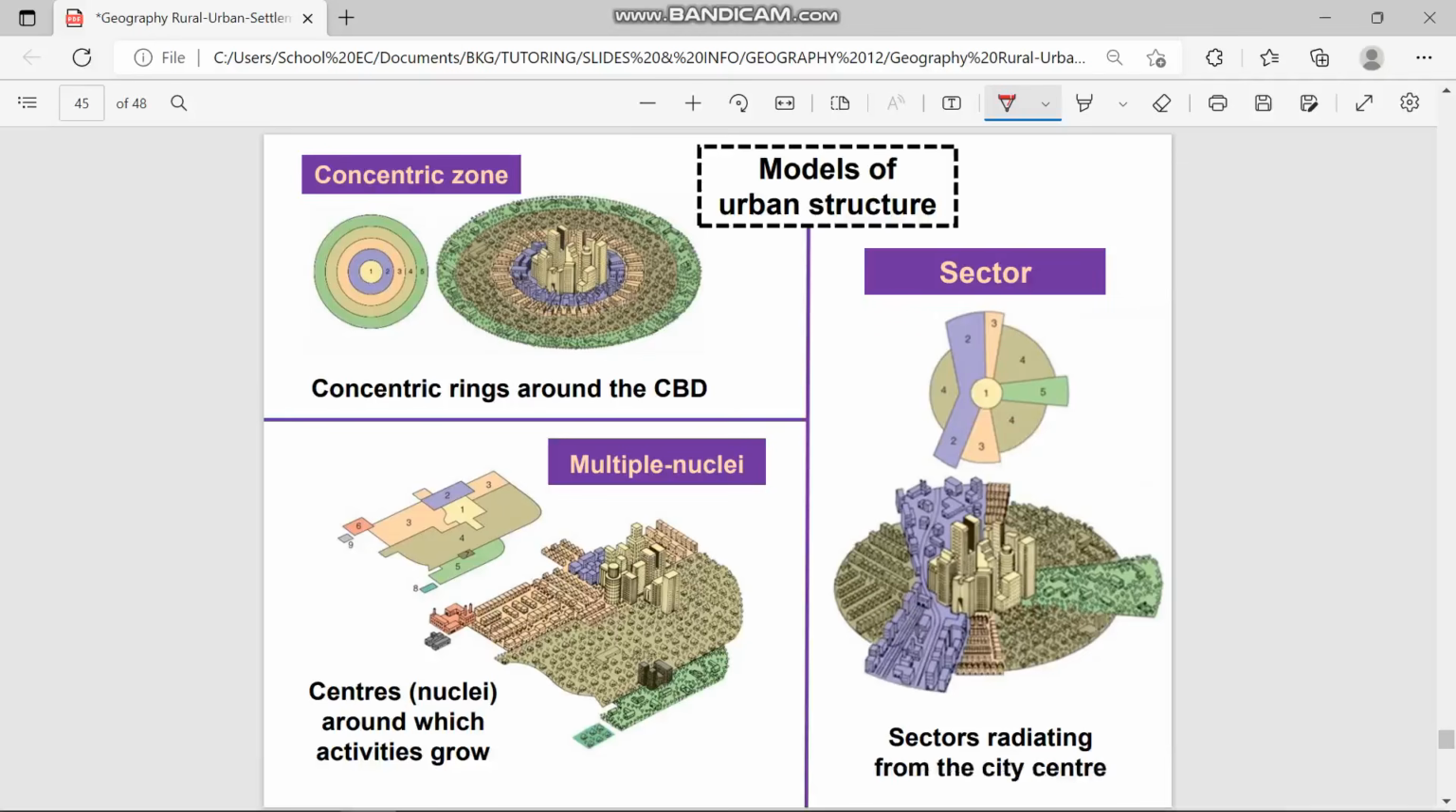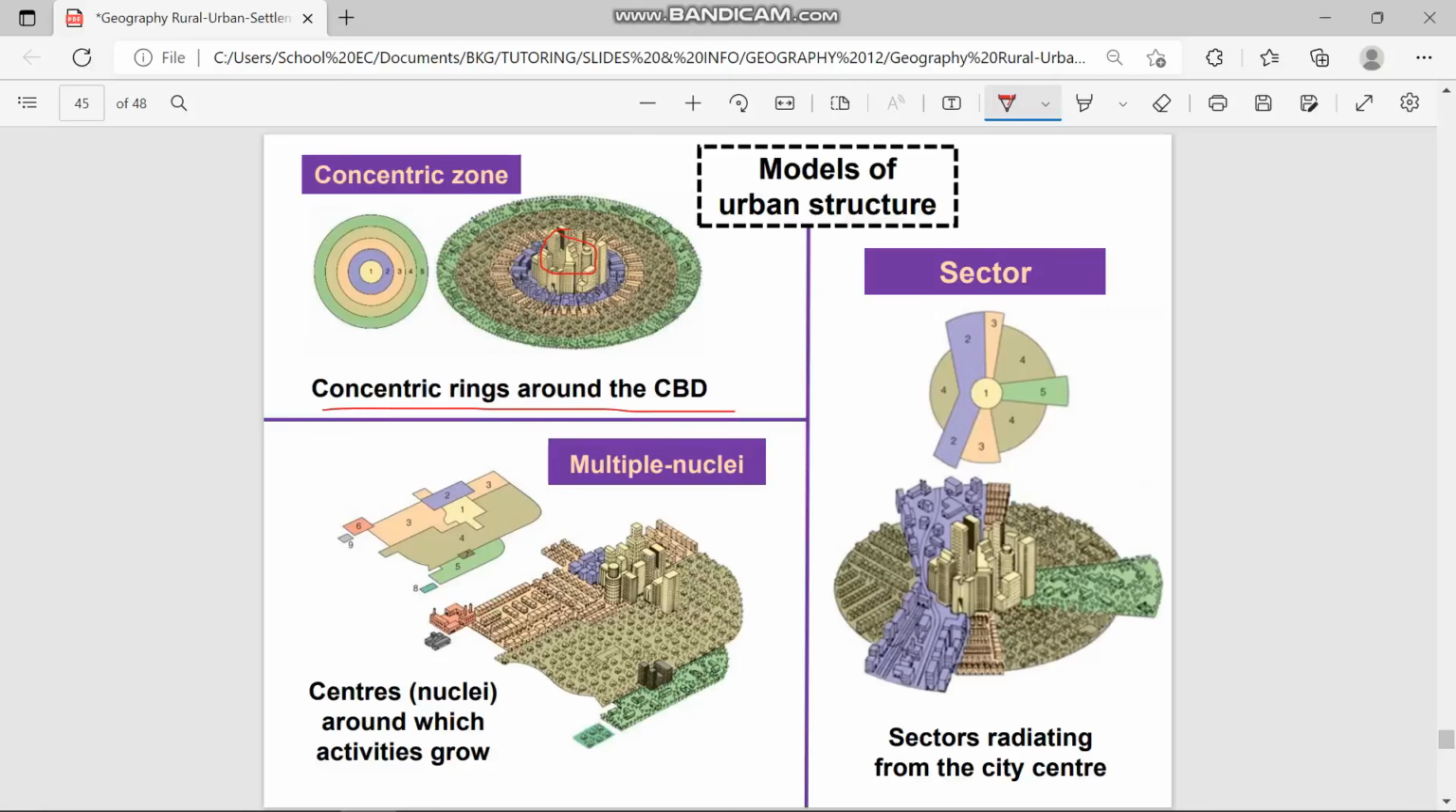Let's move to models of urban structure. It's easy, guys, and straightforward. The very first one here is concentric rings around the CBD. I can also say this is a kind of top view of the model of urban structure. As you can see here, we have a CBD because you can see high density buildings and tall buildings. The buildings are close to each other.